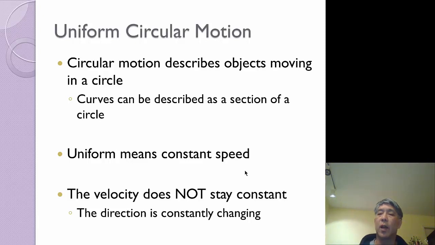Velocity is a vector, and so it has both magnitude and direction. Constant speed simply means that the magnitude of your velocity vector is not changing. Clearly, if you're moving in a circle, your direction is changing. Circular, the second word in that phrase, simply means that the object is moving in a circle. This also includes various curves, because we can describe a curve as being just a section of a circle. And motion clearly means that the object is moving.